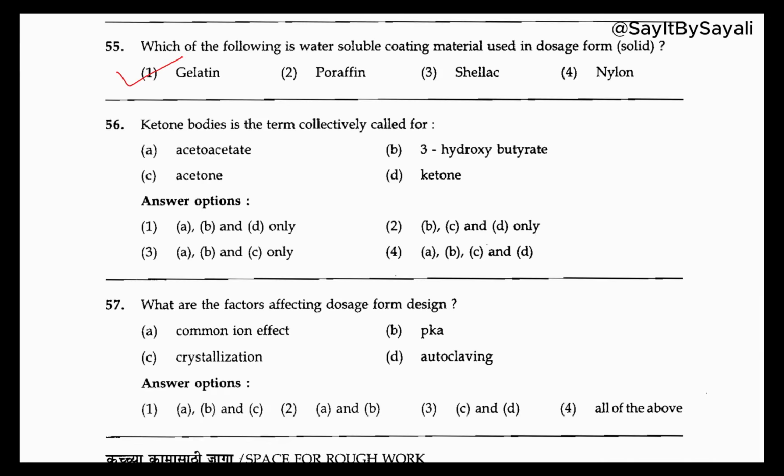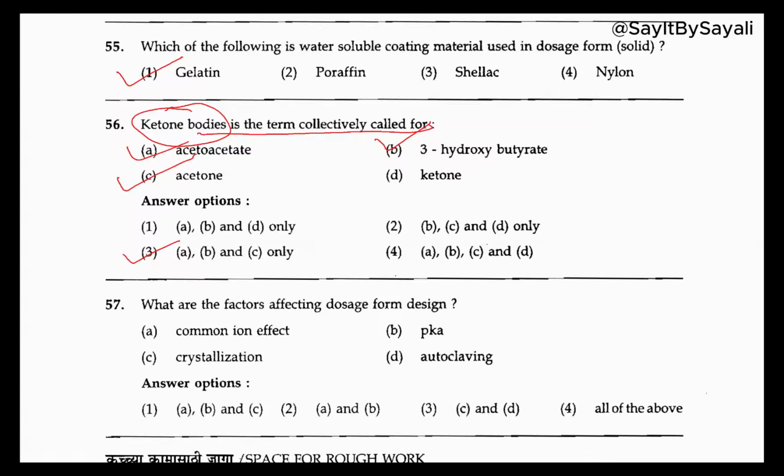Question number 56. Ketone bodies is a term collectively used for: A. Acetoacetate, B. 3-hydroxybutyrate, C. Acetone, and D. Ketone. And the correct answer is 3, A, B, and C only. The term ketone bodies collectively refers to three specific compounds, that is acetoacetate, 3-hydroxybutyrate, and acetone. Ketone itself is a general chemical class and not a specific ketone body in the biological context. That's why the correct answer is 3, ABC only.